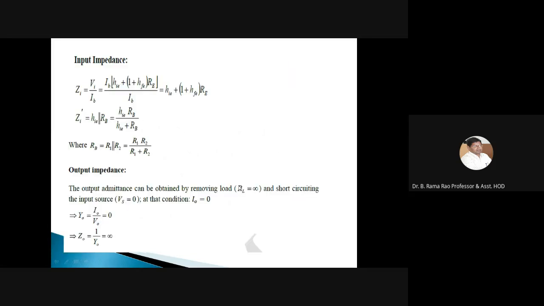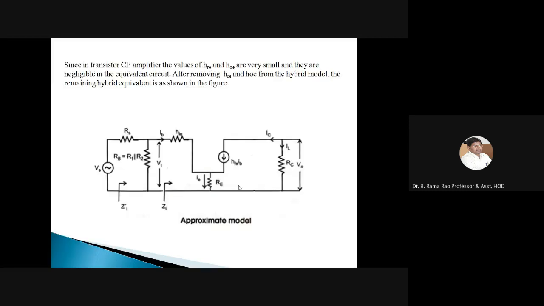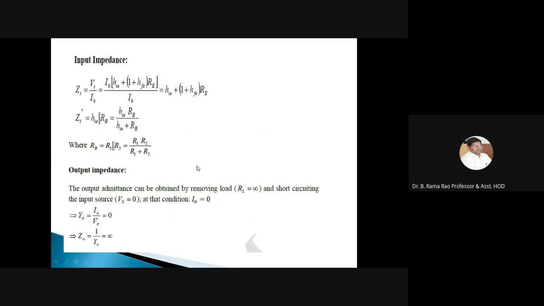Now we are going to determine the input impedance, output impedance, voltage gain and current gain. What do we mean by input impedance? Input impedance is nothing but the input voltage divided by the input current. In this circuit, Vi is the input voltage and Ib is the input current. If you find the values of Vi and Ib, you will get Zi, the input impedance or Ri, whatever it may be. So input impedance is simply Vi by Ib.